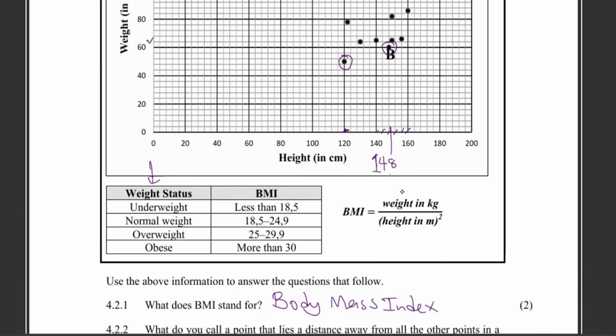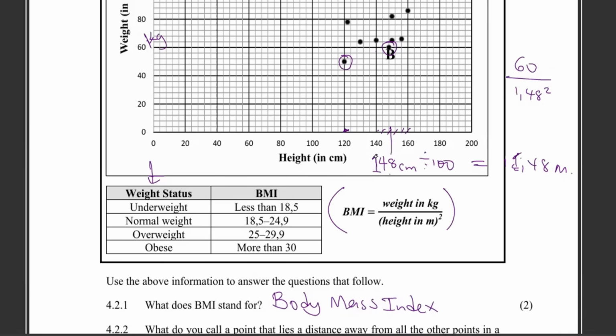Okay, so the height is in centimeters. It has to be in meters. We divide by 100. Then it becomes 1,4. I'm looking for the BMI first. So the height, the weight is there, 60 kg. So for us to get the BMI or the weight status of this person, we're going to use this formula here. So we shall say 60 divided by 1,4 squared.